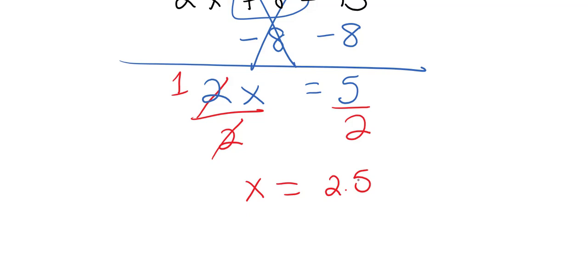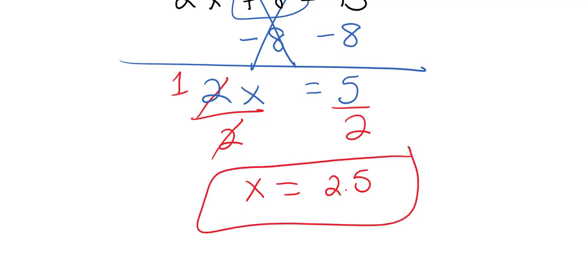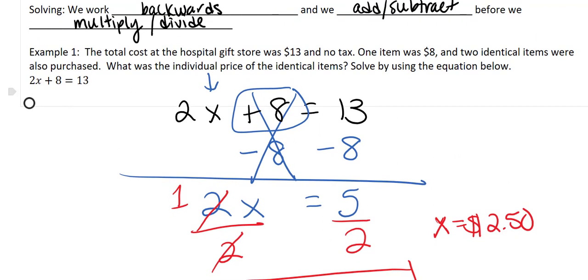Always feel free to get the calculator out. But as this is money, we would say the individual price, we could even write it as $2.50. So if you have two items that are $2.50, that's $5 plus 8, and that equals 13. So it checks out.